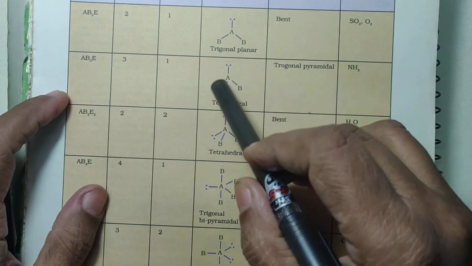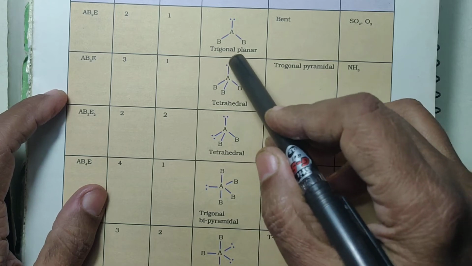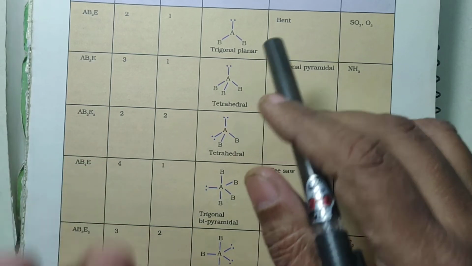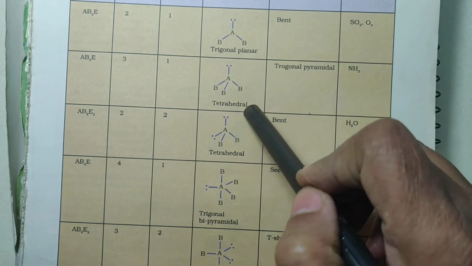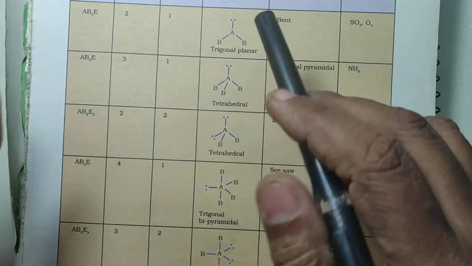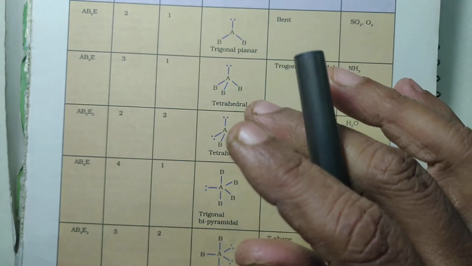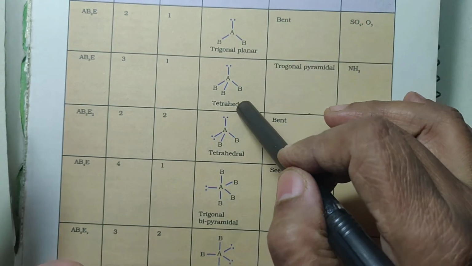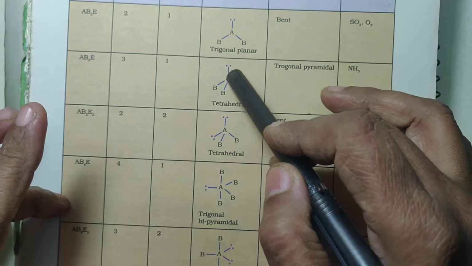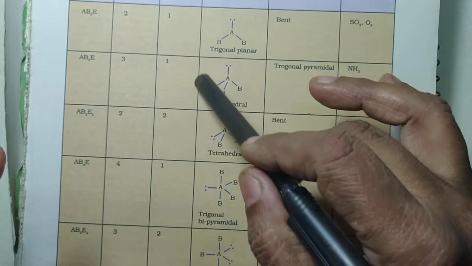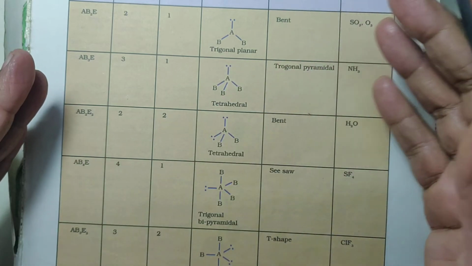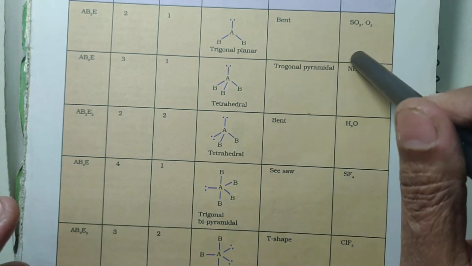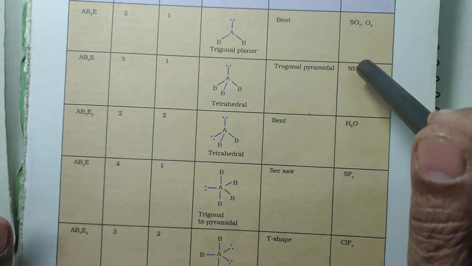Tetrahedral because there are 3 bond pairs and 1 lone pair. So together there are 4 electron pairs. If there are 4 electron pairs, then the geometry would be tetrahedral. Regular tetrahedral means 109.5 degrees. And if it is distorted, the presence of lone pair will make the tetrahedral geometry a little distorted. The bond angle will not be equal to 109.5. And that is ammonia, right?